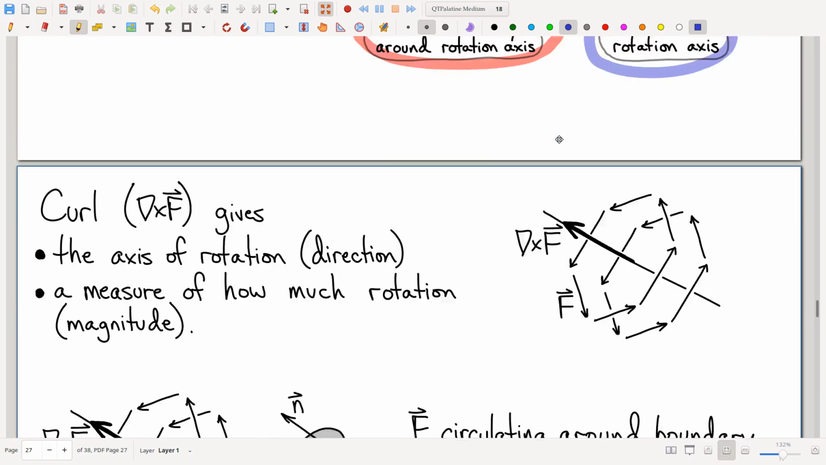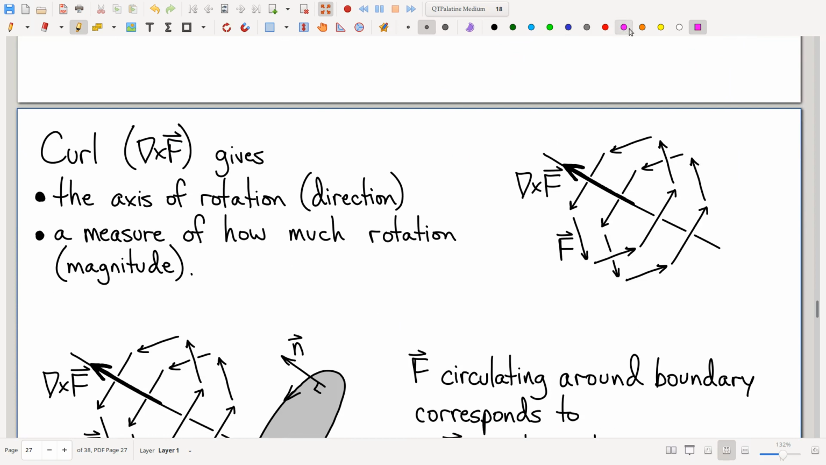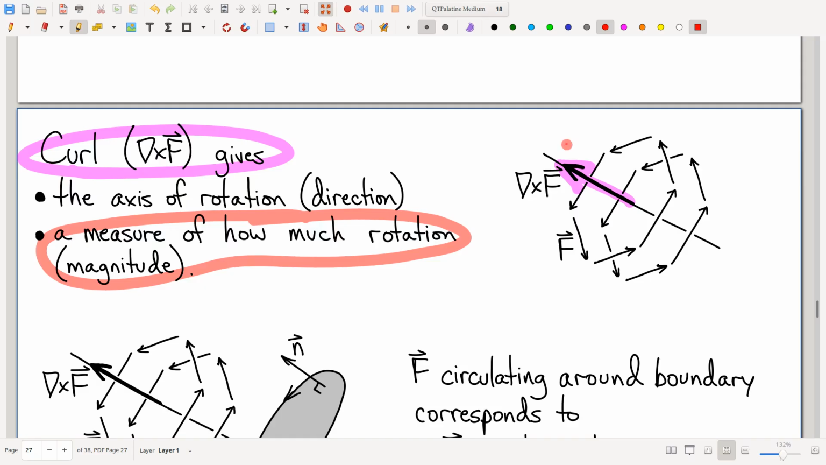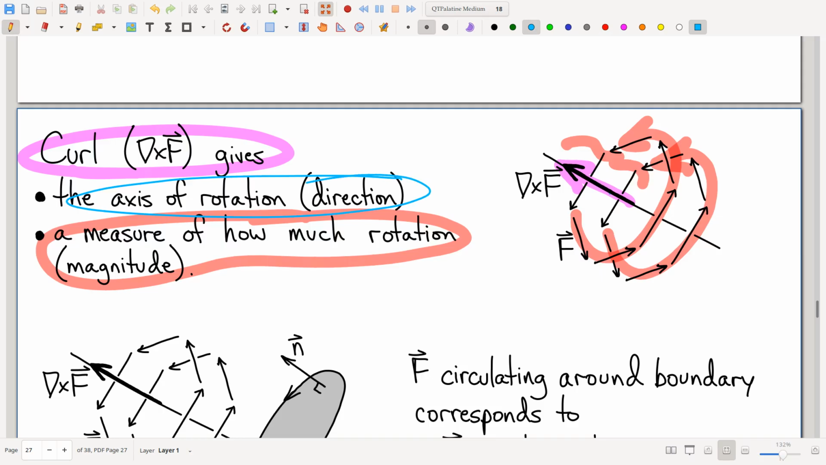So drawing a picture out of that, the curl being a vector like that, the magnitude here tells me how strong is the rotation, how strong is the hurricane, how much rotation is happening. And the direction, I'll use blue again. The direction is telling you what is the direction of the axis that it's rotating around?